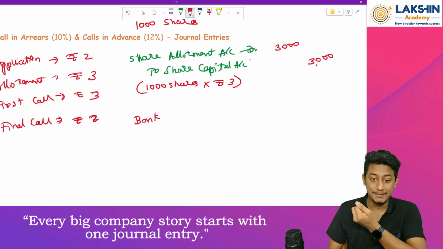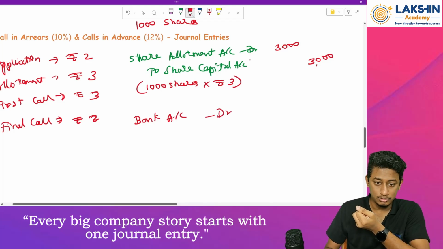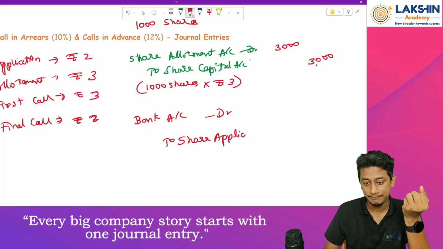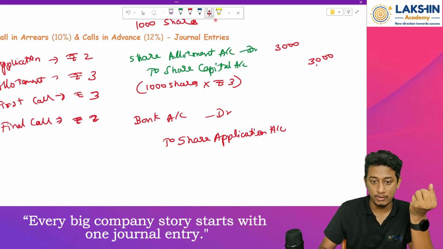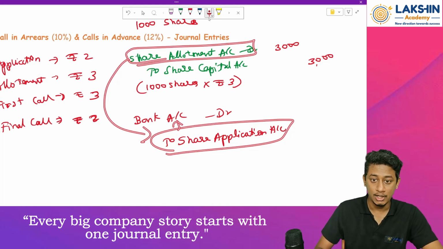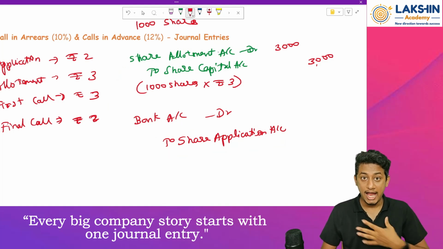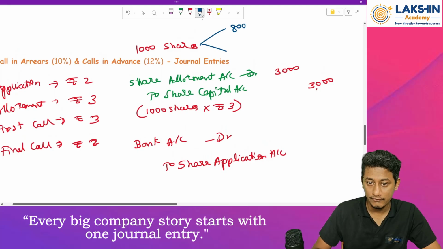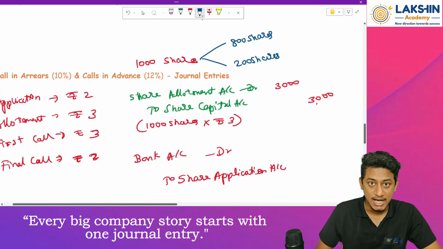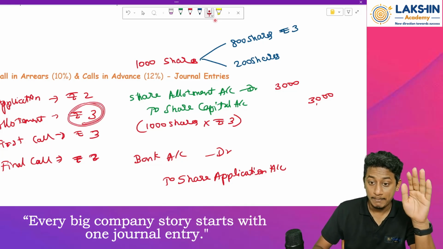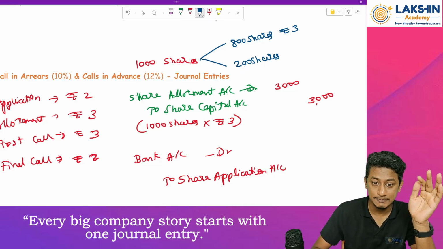Fine. Then bank account debited. Why? I am receiving money now. Bank account debited to share application account is the entry that I pass. Remember, to cancel the application account opened over here, I am transferring the money by crediting this to the bank account, right? Okay. How much is received actually? Out of 1000 shares, there are two category people now, of 800 shares and of 200 shares. So people who have subscribed for 800 shares have paid me rupees 3. No issue. Why? Because they have to pay me rupees 3. But this one has paid me how much? This one has paid me rupees 6.